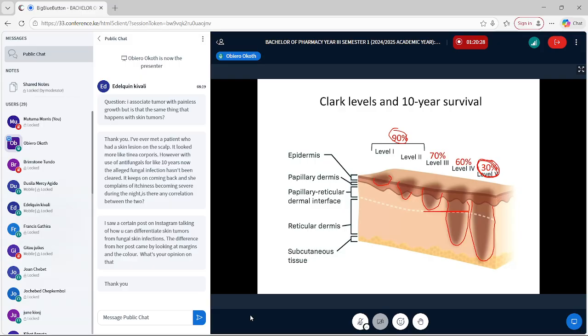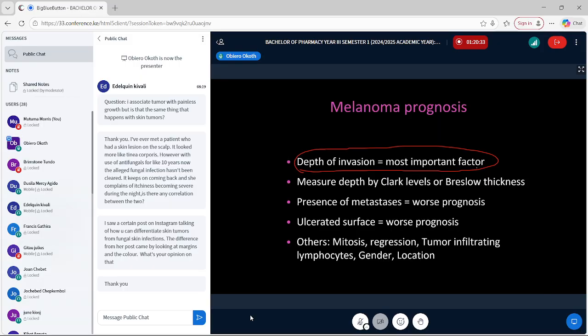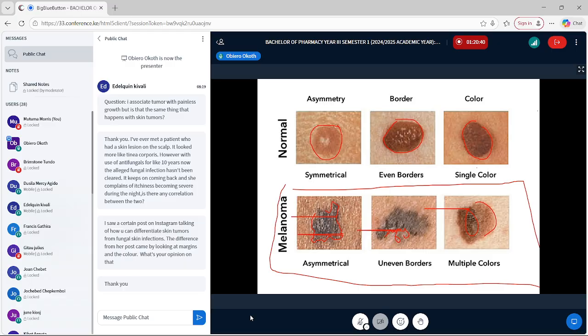And that's why, again, as Kivalia said, we need to make this differentiation. This has to be made clinically so that you know which one to biopsy, because one, this is a melanoma.